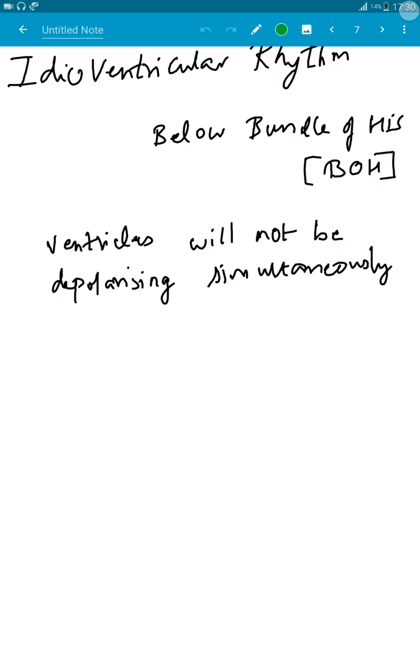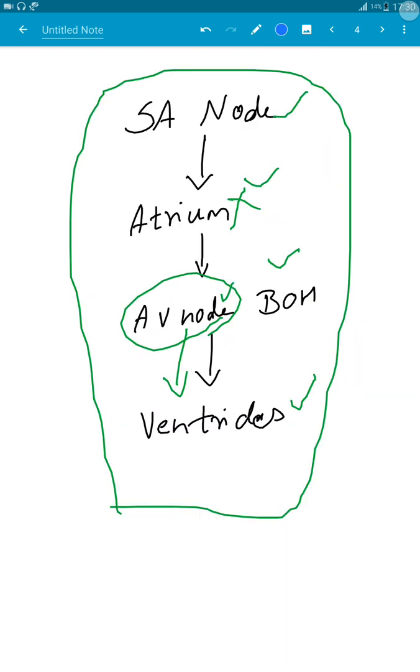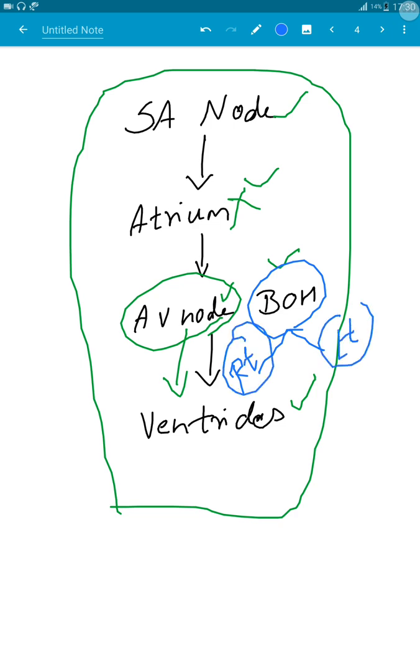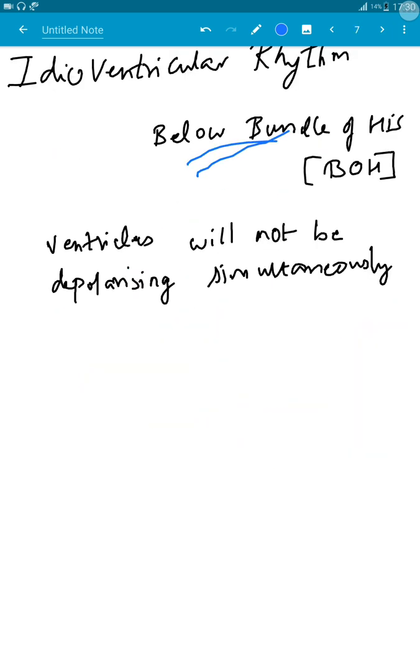Then idioventricular rhythm. In idioventricular rhythm, if the pacemaker is below the bundle of His, what will happen? After the bundle of His there will be right and left branches. The right branch will go to the right ventricle and the left branch will go to the left ventricle. So only the ventricle will be depolarizing. But the ventricles will not be simultaneously depolarized. One ventricle will be depolarizing at one time, another ventricle at another time. So the depolarization time will be increased, and the QRS becomes wide. This is the idioventricular rhythm.